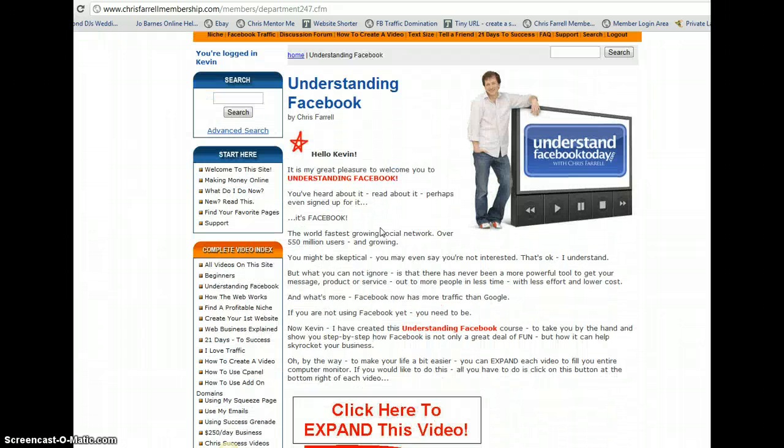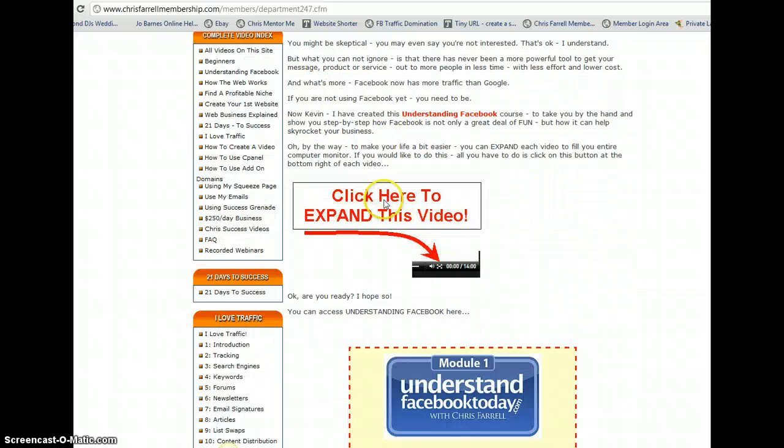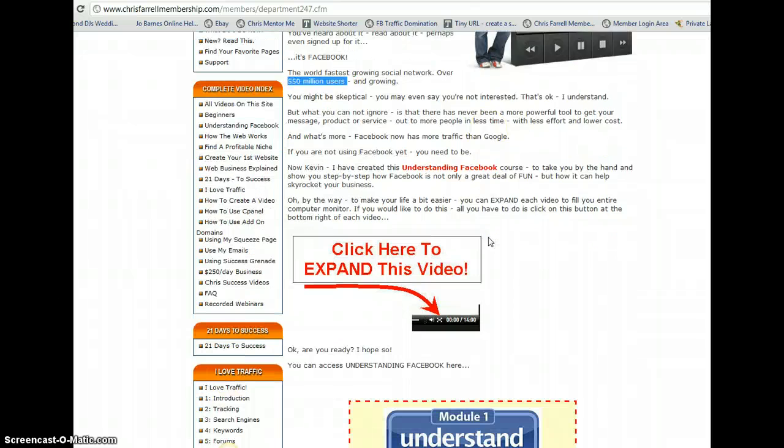Now, understanding Facebook, Chris Farrell has a whole course on this. He's reckoning there's 550 million users. The last update that we got on this is actually 900 million users and growing on Facebook. So that's quite phenomenal. If you want your business online, this is the place to be, or if you want to have your own fan page, it certainly is a must-have for you.